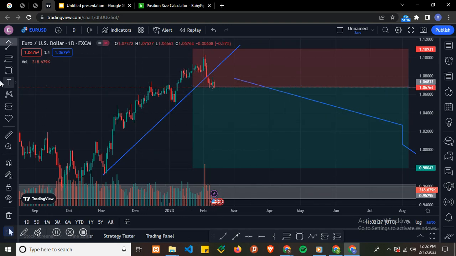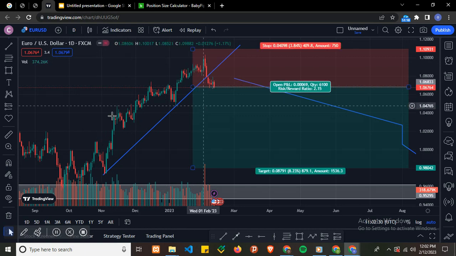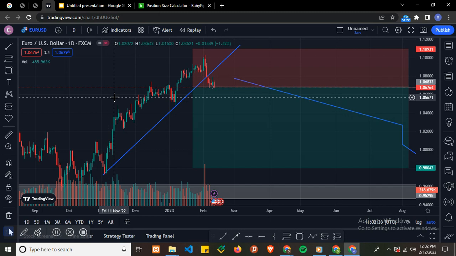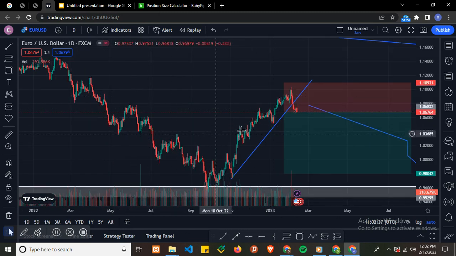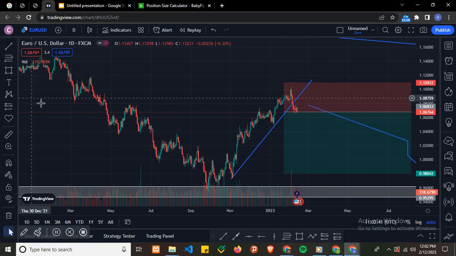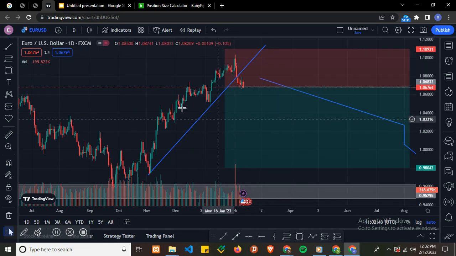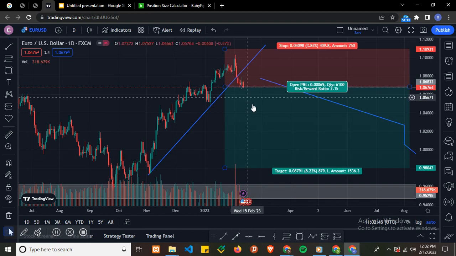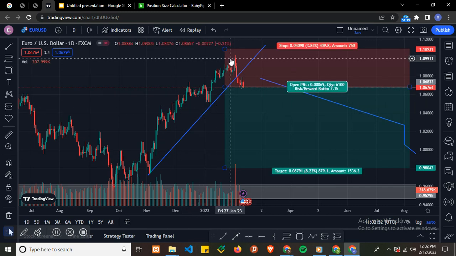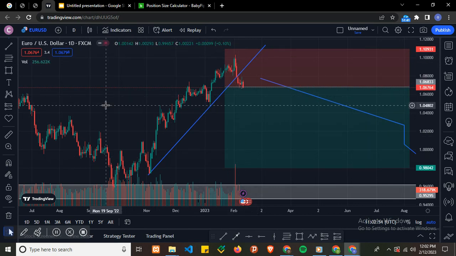On the daily time frame, all I'm seeing here is bearish candlestick, bearish candlestick, bearish candlestick. Now I can also see a trend line breakout here. One, two. First touch, second touch, the third touch like this, it broke the trend line. It broke the trend line.